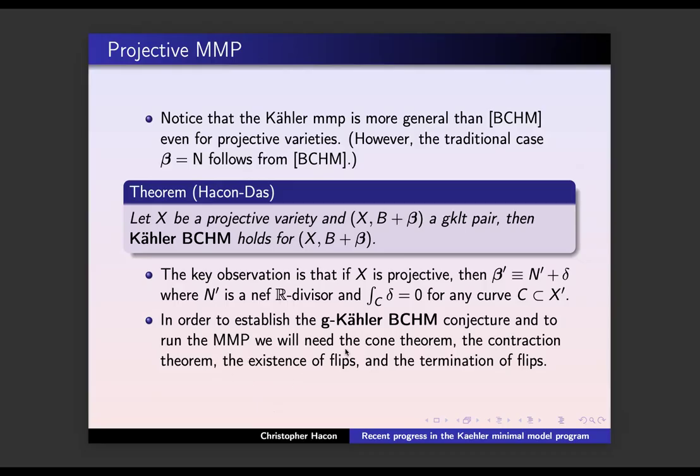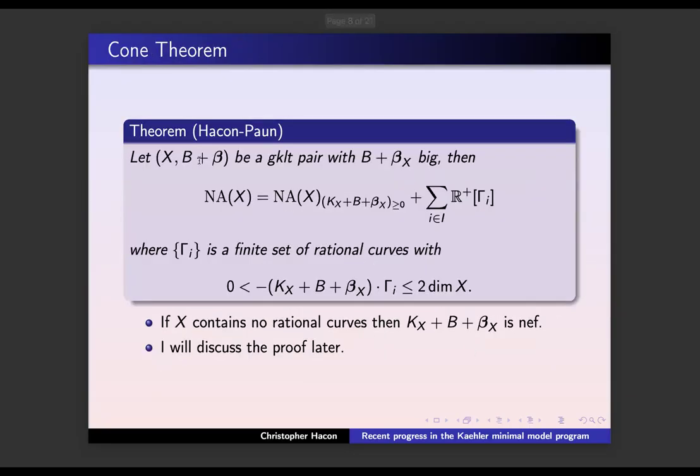We need to know the existence of flips, and we need to know the termination of flips, or maybe not of all flips, but of certain sequences of flips. So there are several intermediate theorems that one would like to prove. So let me state those next. So the first one is actually a theorem.